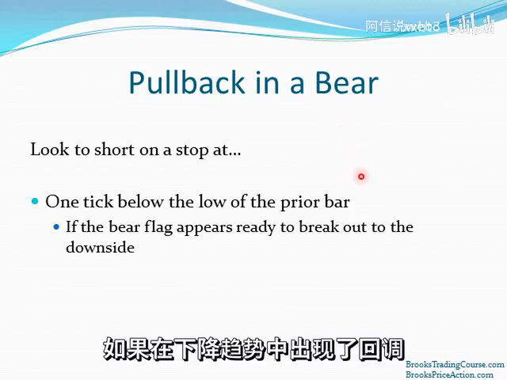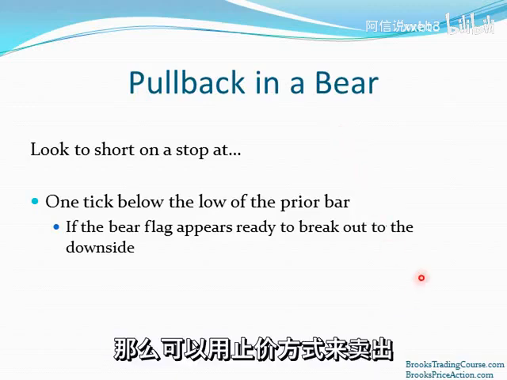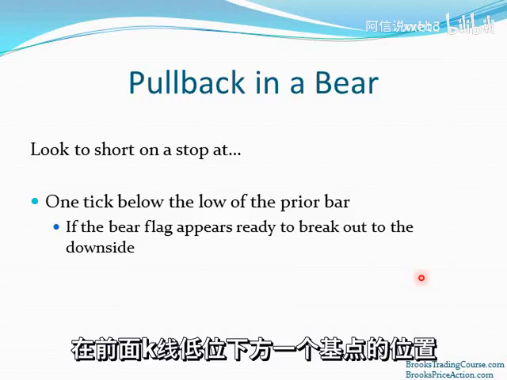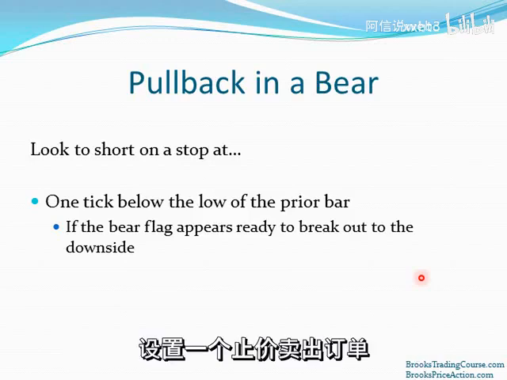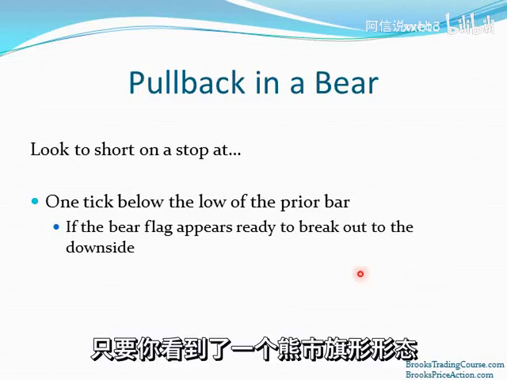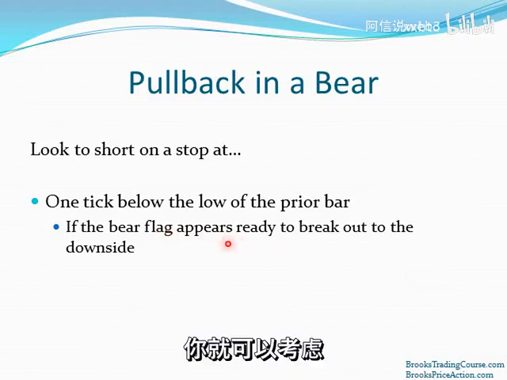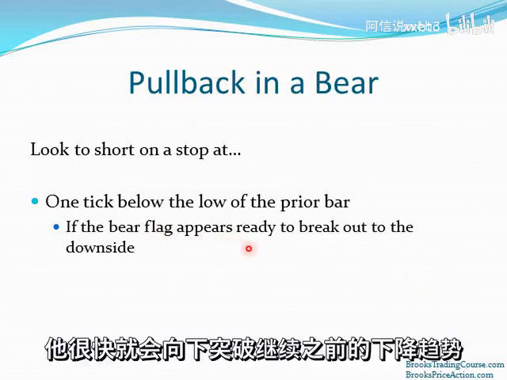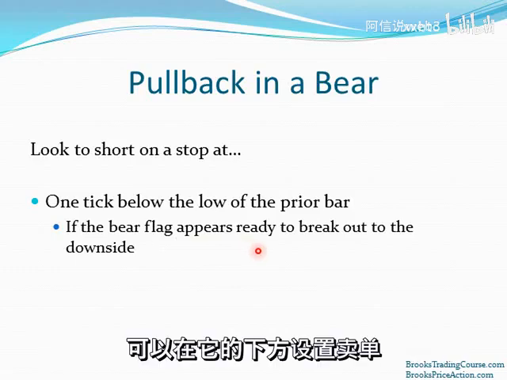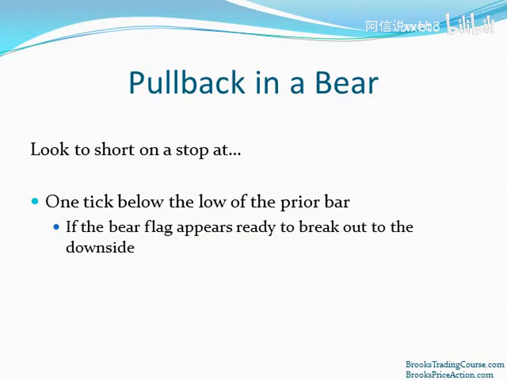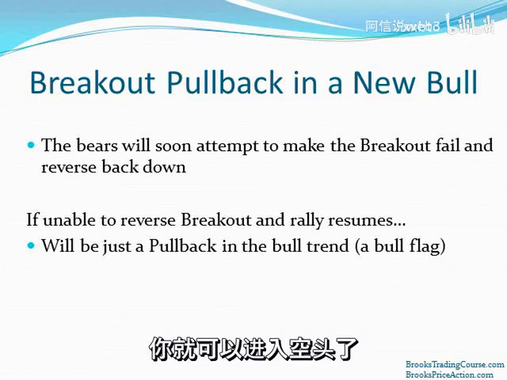So if you have a bear trend and a pullback, you look to short on a stop. You place a sell stop order at one tick below the low of the prior bar. As soon as you see a bear flag that you think might be ready to break out to the downside, you place that stop order, hoping to get swept into the trend as it resumes down.